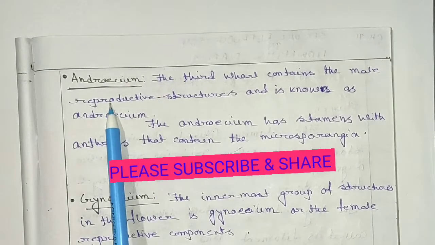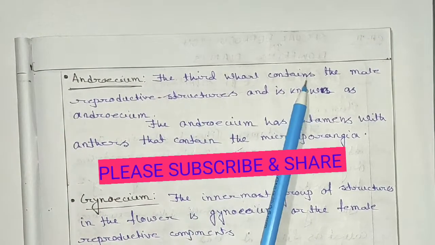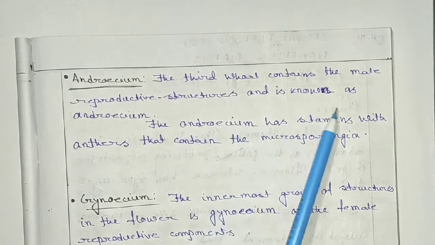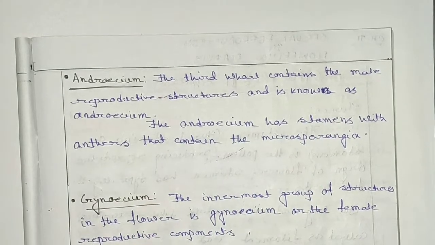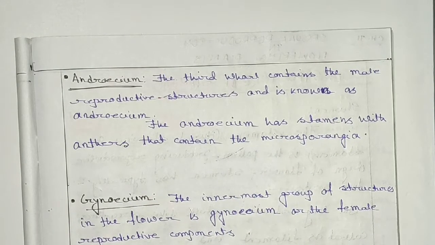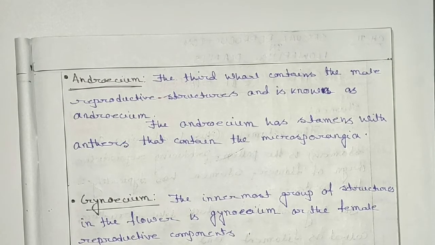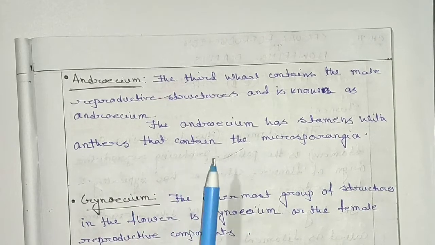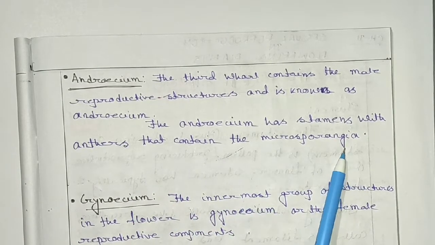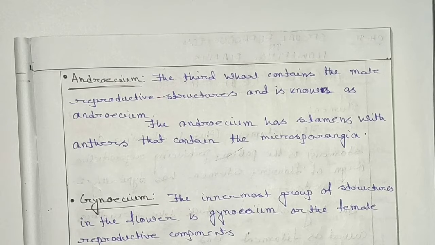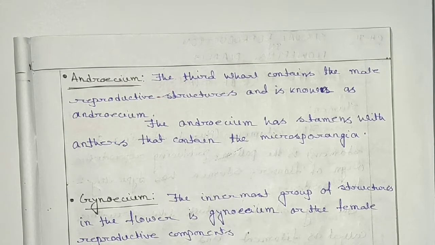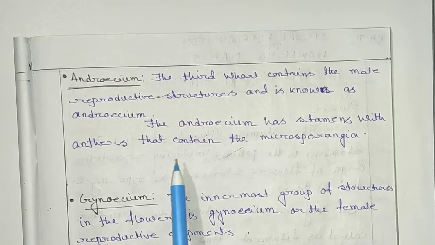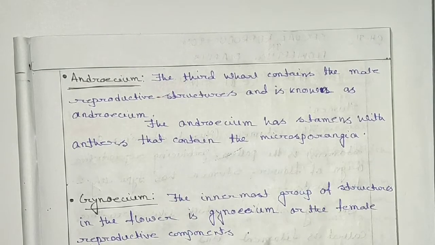Now what is androecium? The third whorl contains the male reproductive structures and is known as androecium. That means in plants the male reproductive part is known as androecium. In a flower, the androecium has stamens with anthers that contain the microsporangia. That means stamens are present in the androecium, and these stamens contain anthers, and in the anther microsporangia are present.